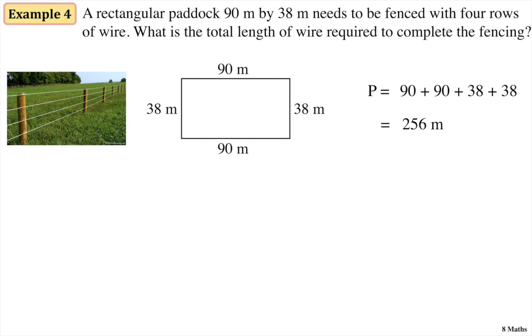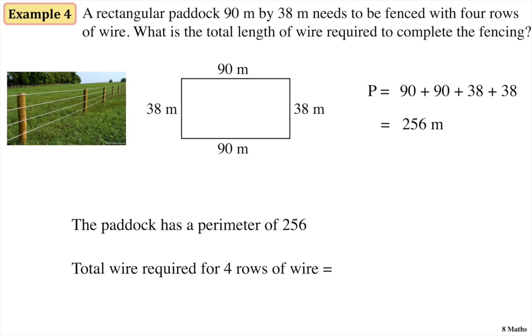How many strands of wire do there need to be in the fence? 4. There's 4 rows. 1, 2, 3, 4. So the paddock has a perimeter of 256 metres. So the total wire required for 4 rows of wire will be 4 lots of 256, which is 1,024 metres of wire. And if I did convert that to kilometres, it's just over 1 kilometre of wire. So there's a lot of wire required to make the fence for this paddock.